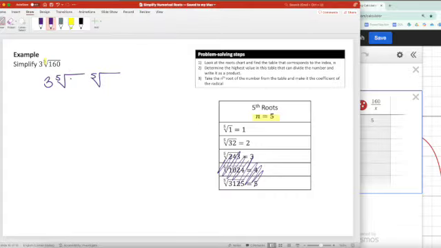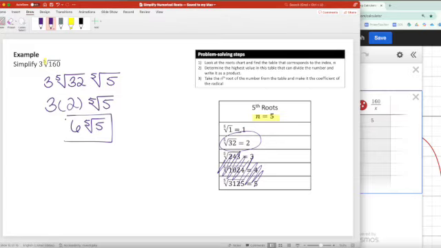So I'm going to write this as the fifth root of 32 times the fifth root of 5. Well, the fifth root of 32 is 2, so I can just turn that into a 2. So I basically have 3 times 2 times the fifth root of 5. And 3 times 2 is 6, so this is now going to become 6 times the fifth root of 5. Okay, and that's now my fully simplified answer.